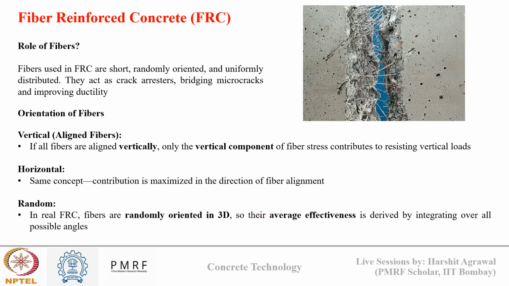Now, what is the role of fibers in our fiber reinforced concrete? Fibers used in fiber reinforced concrete are short, randomly oriented, and uniformly distributed. We add fibers as an admixture in concrete. They are very short fibers, and they are oriented randomly inside the concrete, and distributed uniformly because we are adding them at the time of mixing. What they do is arrest the crack, bridge the microstructure, and improve the ductility of concrete. The same we can understand from the figure also.